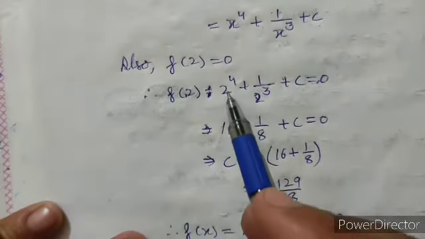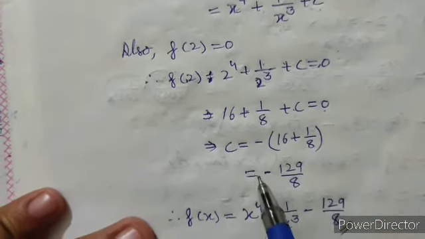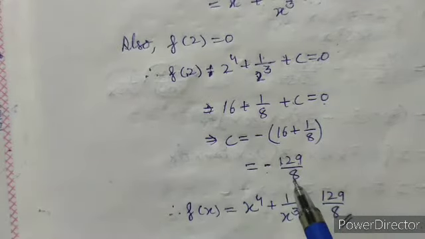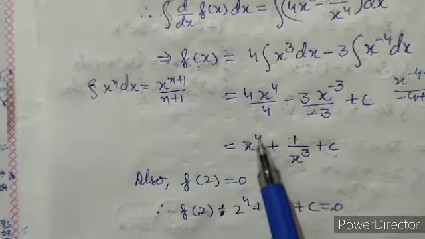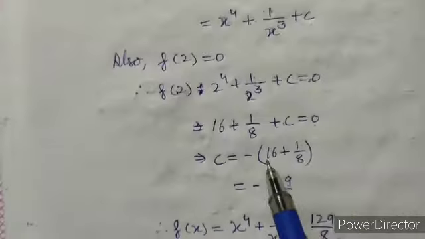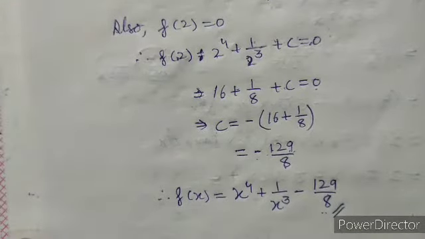Now this implies that 16 plus 1 by 8 plus c will be equal to 0, and this will give us the value of c as minus 129 by 8. Thus we can say that f(x) will be equal to x to the power 4 plus 1 upon x cube plus c, and c was minus 129 by 8.